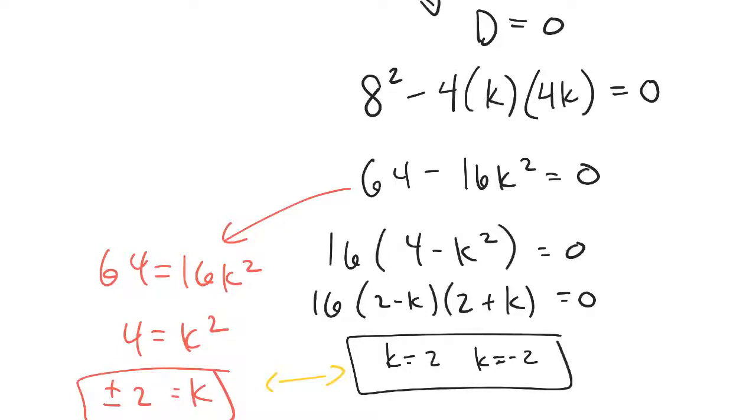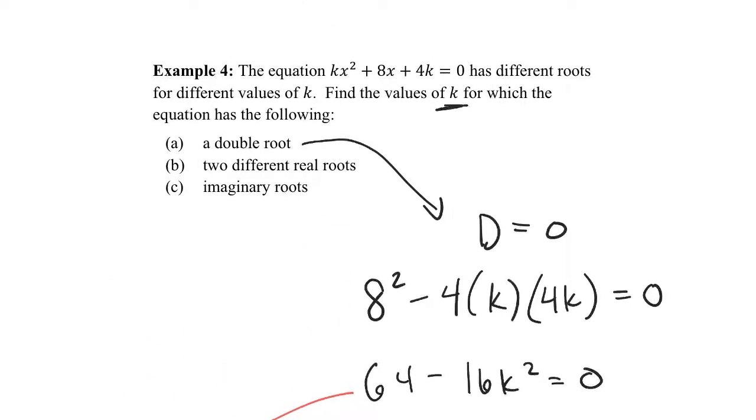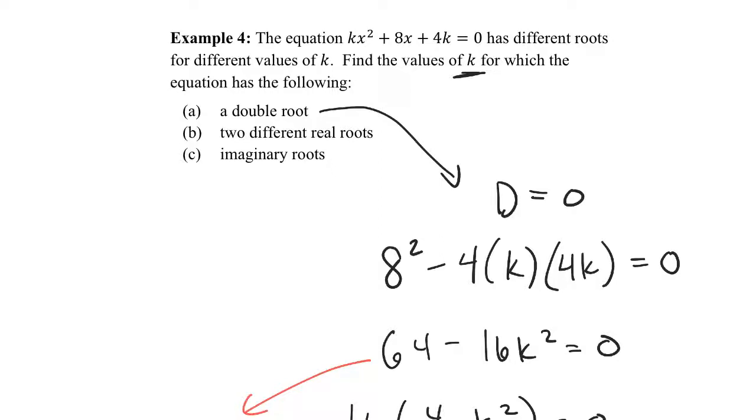All right, let's take a look at part B. Part B only changes because it says, now we want to look at when there are two different real roots. So who can tell me, when do we get two different real roots? When the discriminant is what kind of a number? Not imaginary, but real roots. So all numbers that are positive are greater than? Very good. This becomes an inequality.